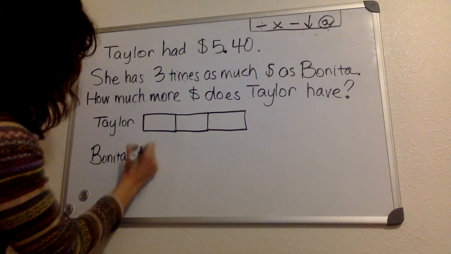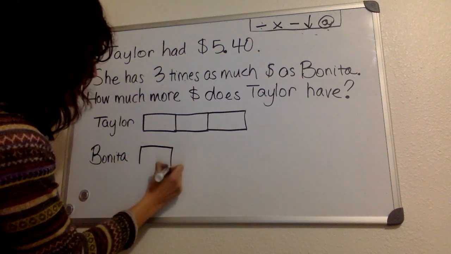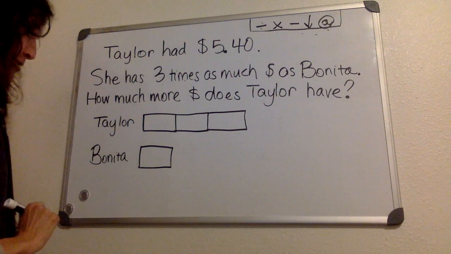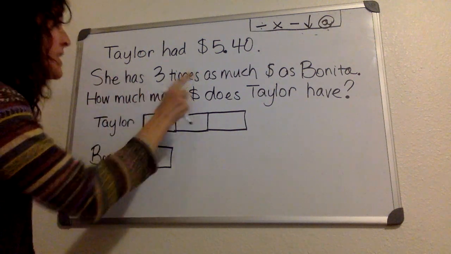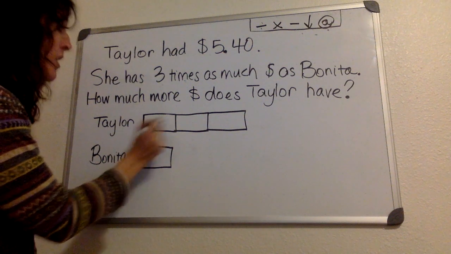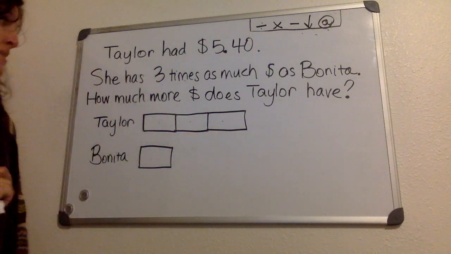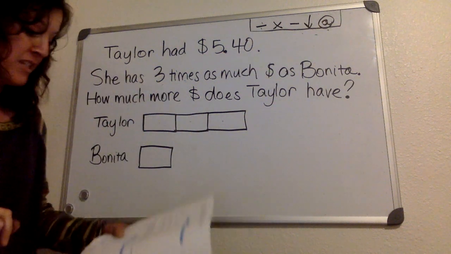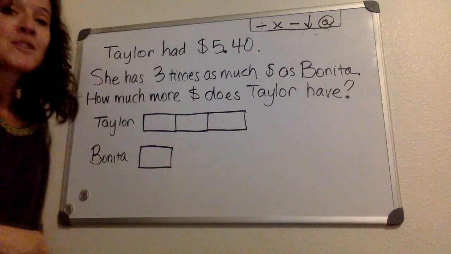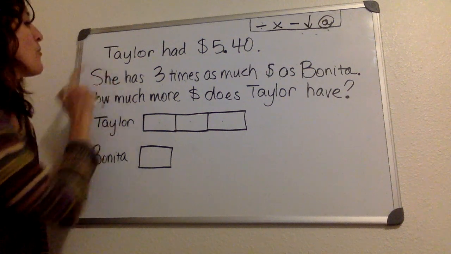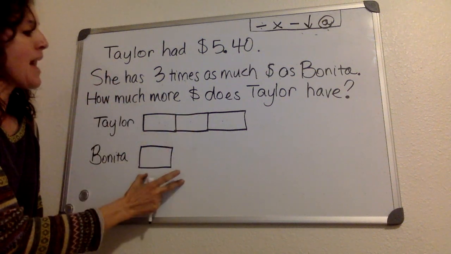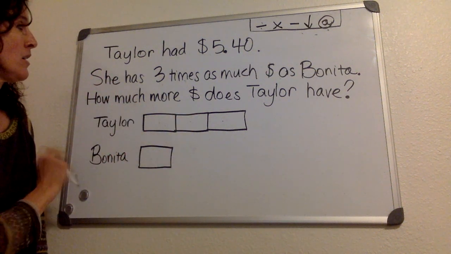So Bonita has 1 times the amount, okay? She has 1 unit. Taylor has 3 times as much. She has 1, 2, 3 times as much as Bonita. Let's see what else we have. You can see how many times I'm reading this problem just to make sure I understand it. Let's see what else can we add to our comparison right here.